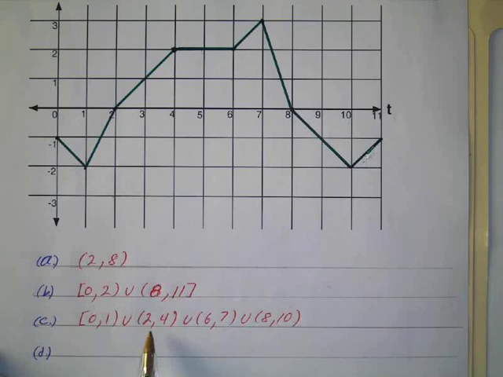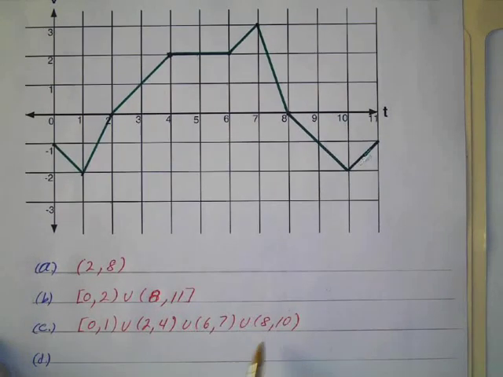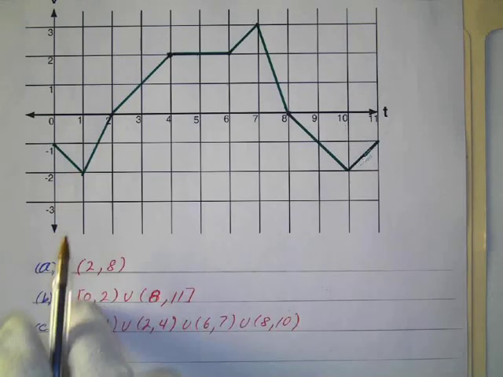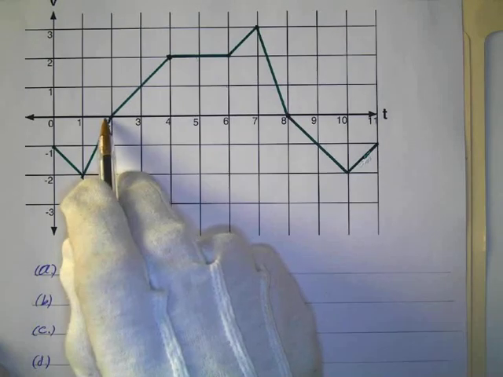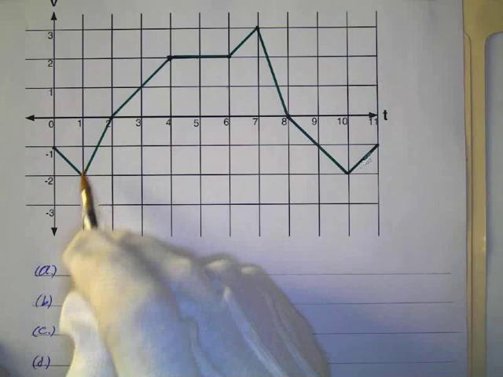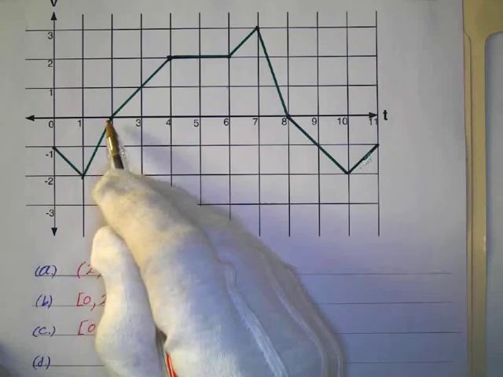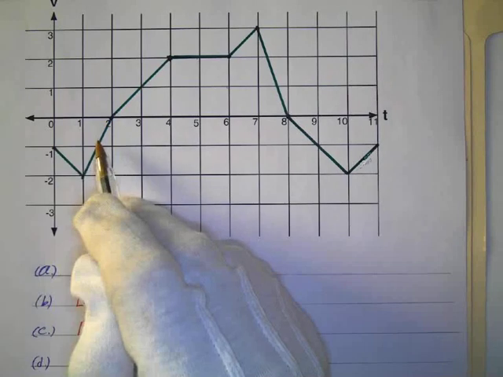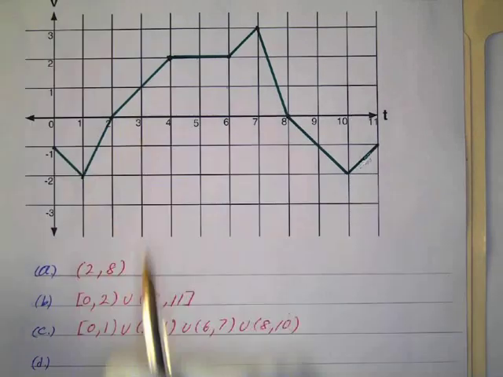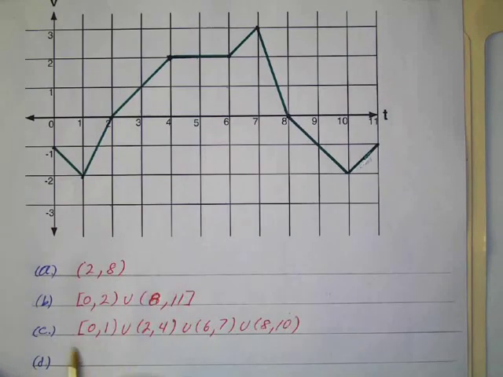0 to 1, 2 to 4, 6 to 7, and 8 to 10. When does it slow down? Well, it slows down when it's moving towards the 0, or whenever the velocity and the acceleration have opposite signs. Here the slope, the acceleration, is positive, but the velocity is negative since it's below the graph. So it's slowing down from 1.